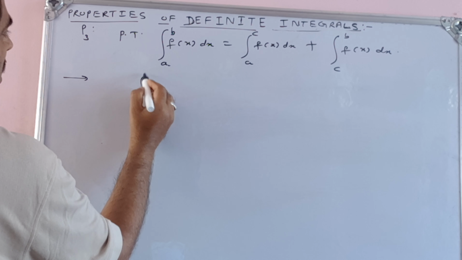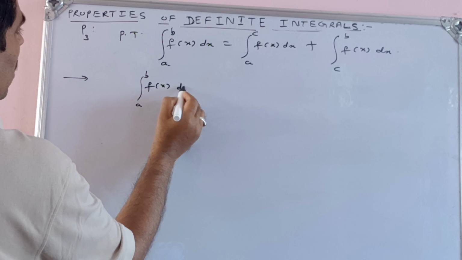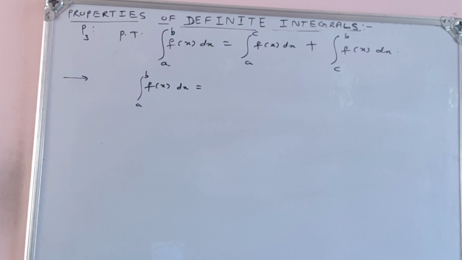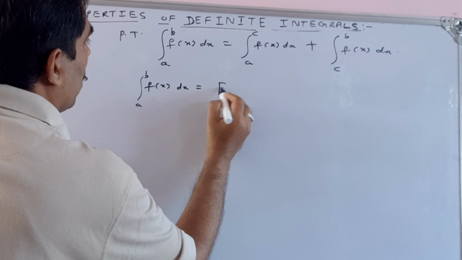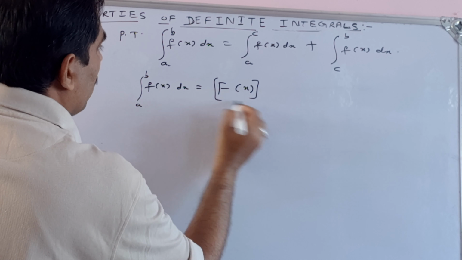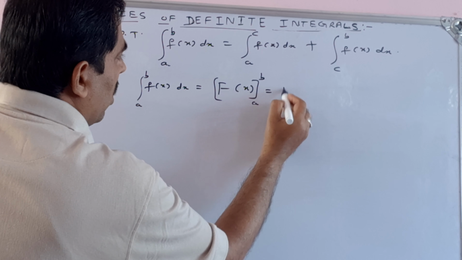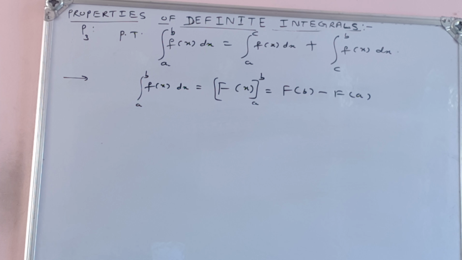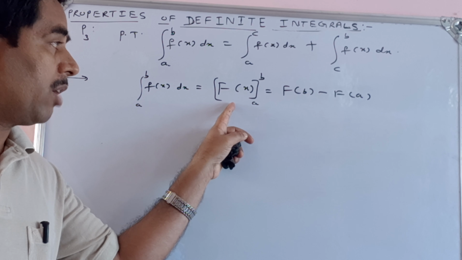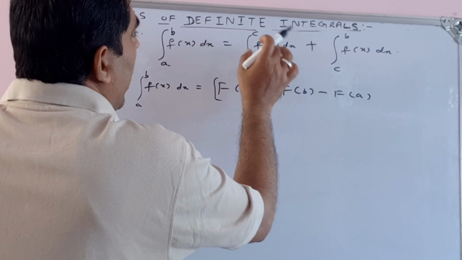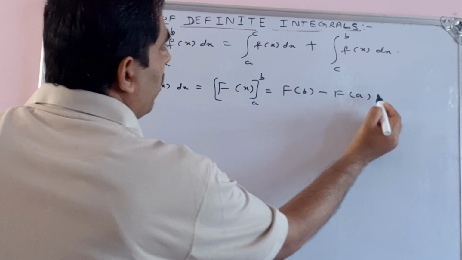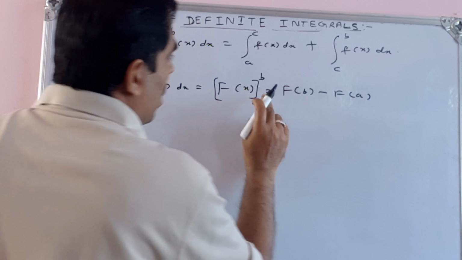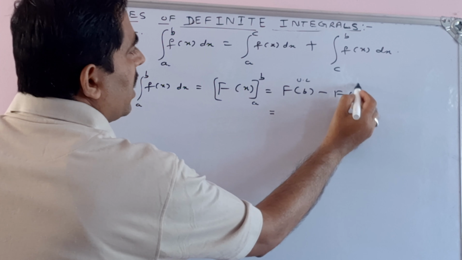Consider this integral on the left hand side. If we calculate this, we will get some antiderivative from a to b: the upper limit F(b) minus F(a). This is by definition of the integral, the fundamental theorem of integral calculus. Now observe this, I have to introduce a point c here. This is upper limit minus lower limit.